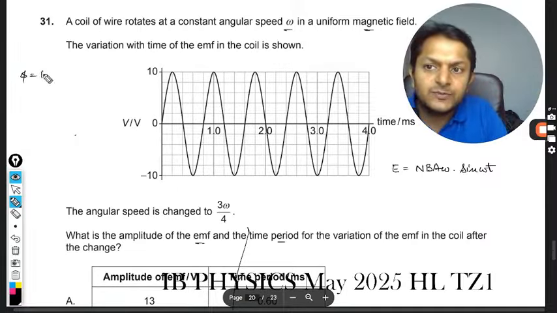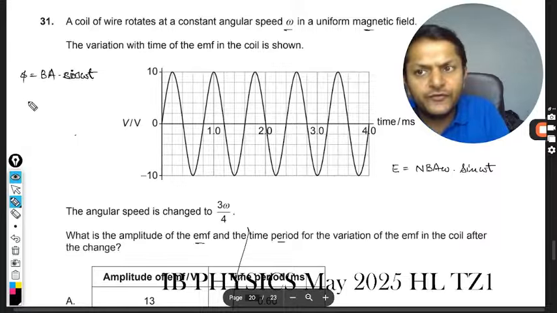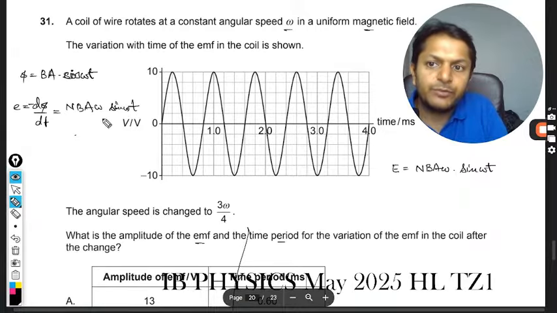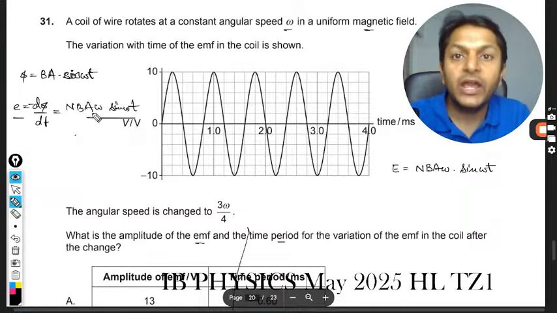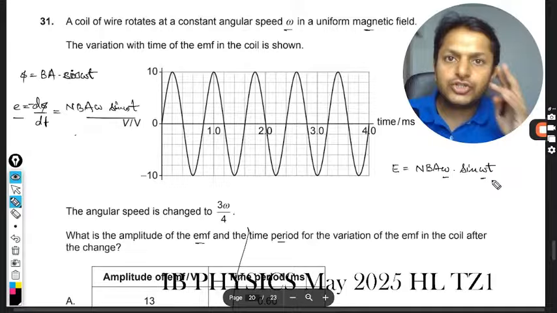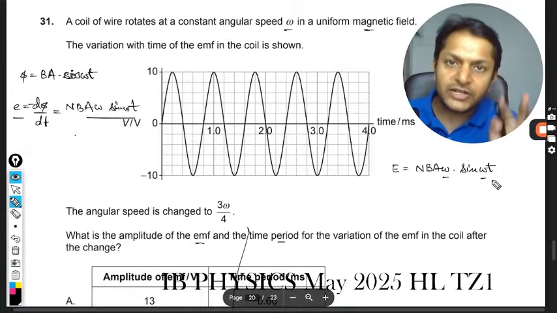So the flux is B into A cos omega t, and then you differentiate it. So EMF is equal to negative d phi by dt. This comes out to be NBA omega sine omega t. And from there, we are getting this formula, by the way, in short. So omega is coming twice in this equation at two different locations.